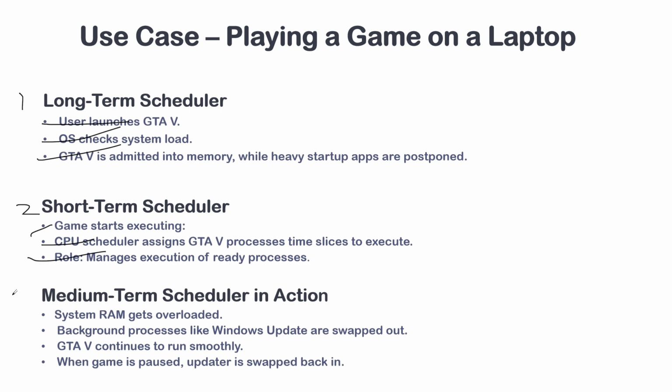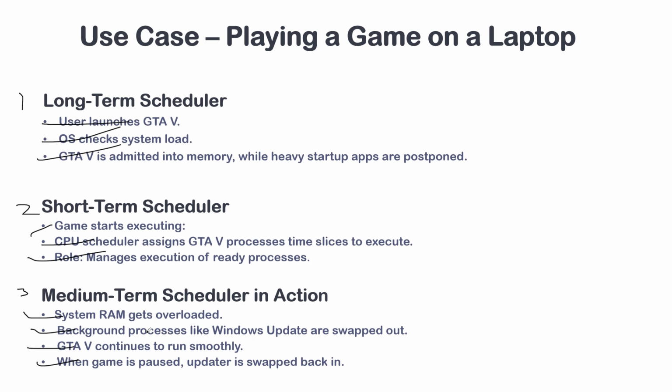Medium-term scheduler. What will a medium-term scheduler do? Since I am running a very heavy task, the GTA 5 game, system RAM will get overloaded. Due to this, other activities like Windows updates were postponed. Background processes like Windows update are swapped out, and GTA 5 continues to run smoothly. When the game is paused, the updater is swapped back in.